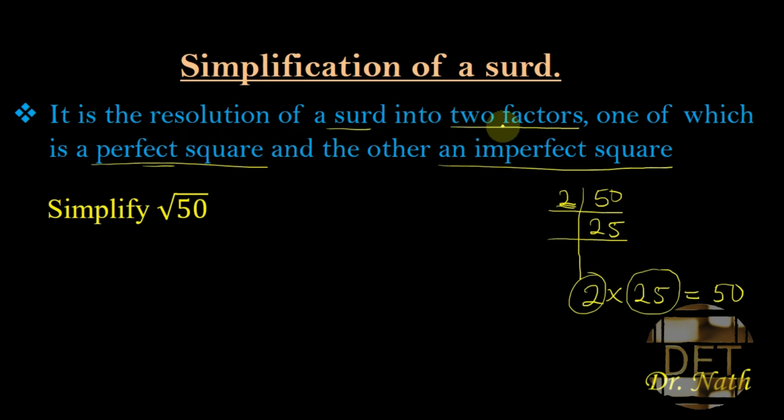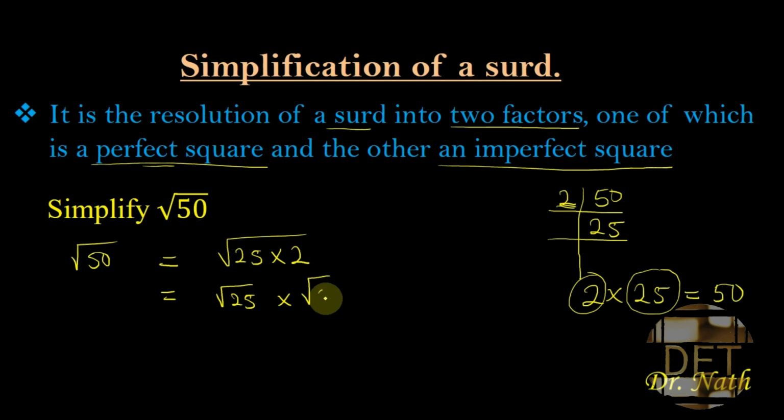So this is what the simplification of a surd is all about. It is the resolution of the surd into two factors, one of which is a perfect square and the other an imperfect square. So the square root of 50 will be equal to the square root of 25 times 2. Having done this, I can now split the expression into 2. So this will be equal to the square root of 25 times the square root of 2.